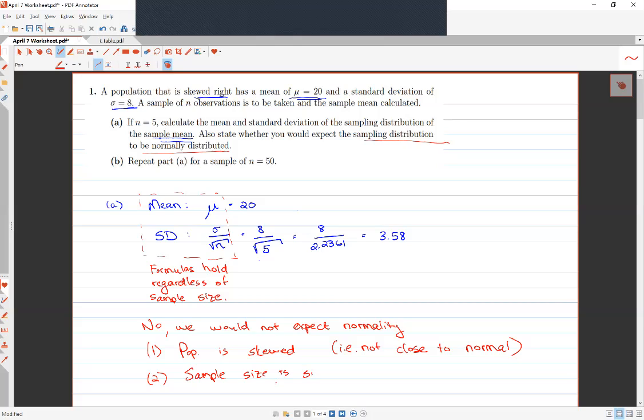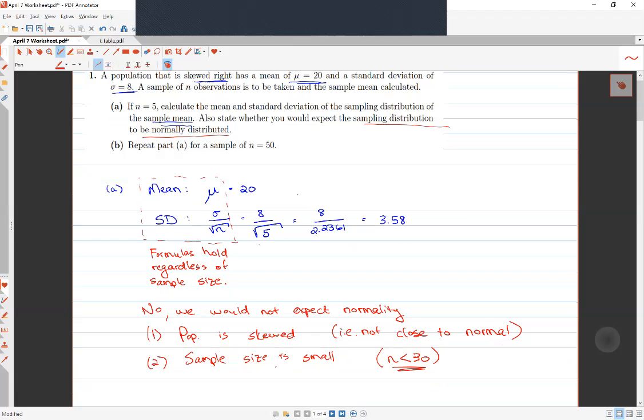Now, if you watch the video from yesterday, you will know large or small sample size is kind of a relative idea, but for the purpose of this class, we'll use 30 as a threshold. So if your sample size is less than 30, we're going to consider it small. If it's 30 or larger, we'll consider it large. Bottom line is, in this instance, we wouldn't expect the sampling distribution to be normal because neither of the conditions are met. Our population was not close to being normal, and our sample size was not large.